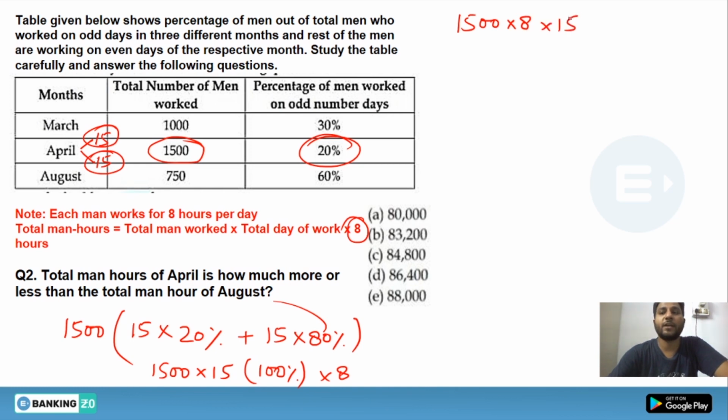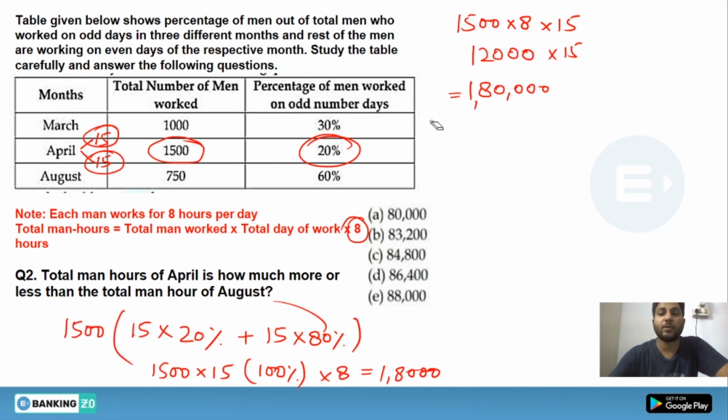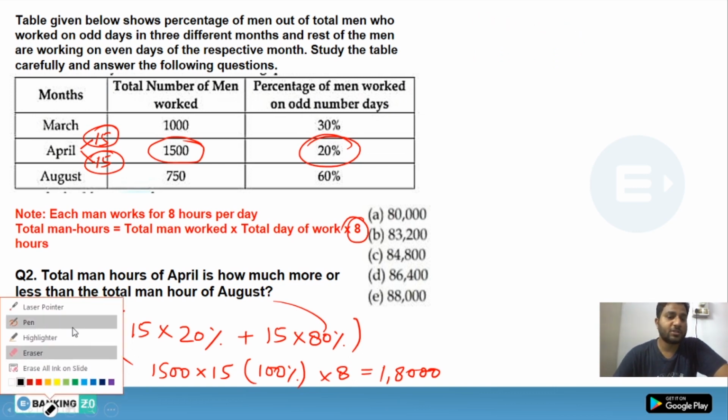So how can we solve this? 15 8s are 120, that means 12,000, which would be multiplied with 15, and your answer would be 1,80,000. So we have found the total man hours, which is equal to 1,80,000. All right, now we have to find the total man hours for August. So let me erase these things because I don't have much space left.